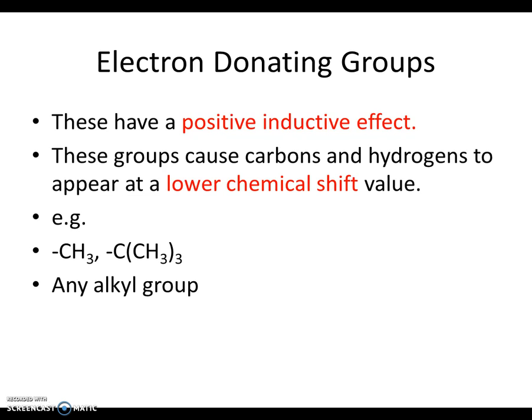An electron donating group will have a positive inductive effect. So these will cause both carbons and hydrogens to have a lower chemical shift value, i.e. that is closer to zero. So essentially we're talking about any alkyl group.